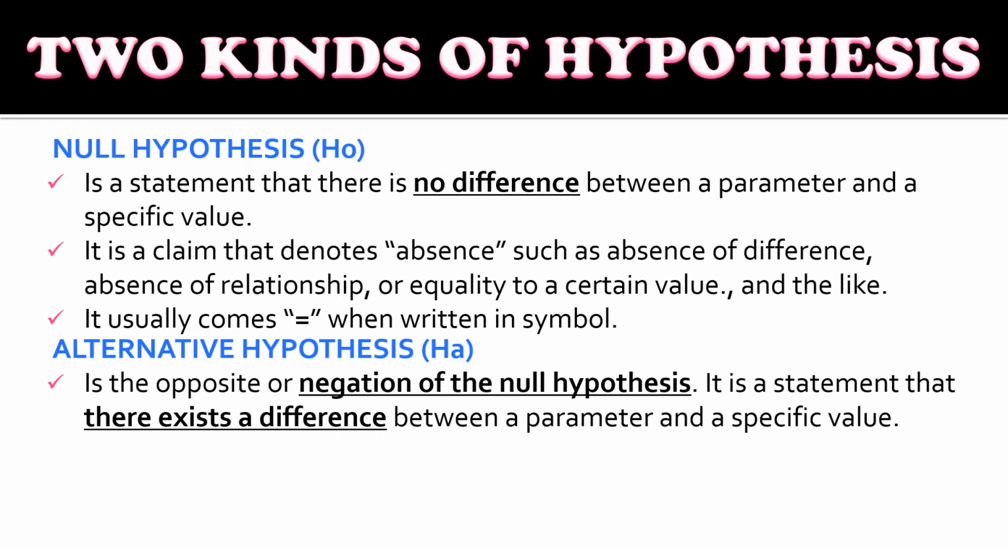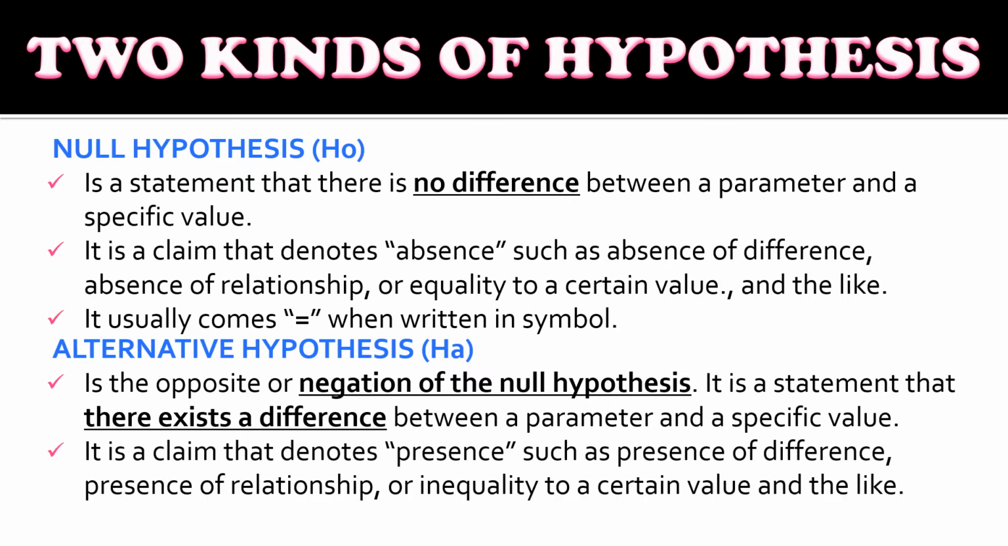Next, we have the alternative hypothesis. It is the opposite or negation of the null hypothesis. It is a statement that there exists a difference between a parameter and a specific value. So it is a claim that denotes presence, such as presence of difference, presence of relationship, or inequality to a certain value, and the like. It is usually denoted with the symbols not equal to, less than, and greater than.